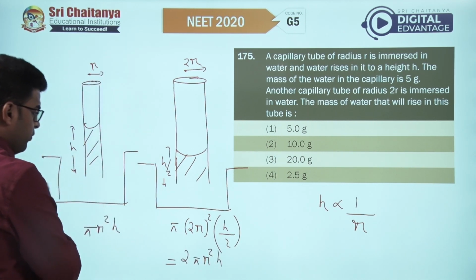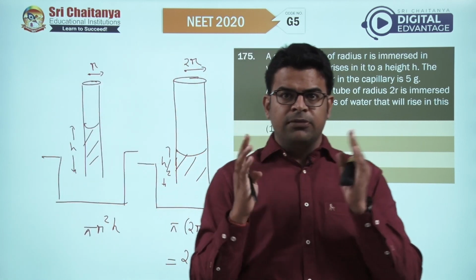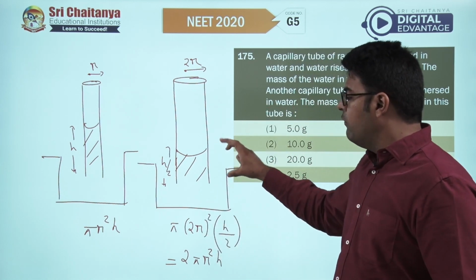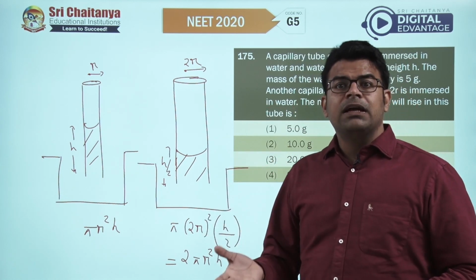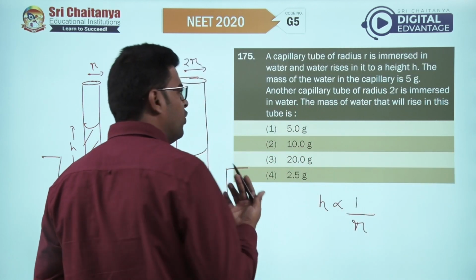So, the volume that rises in the tube becomes double: radius becomes double, area becomes 4 times, height becomes half, so the volume overall becomes double. If the volume that rises in the tube becomes double, then the mass that rises in the tube should also become double.